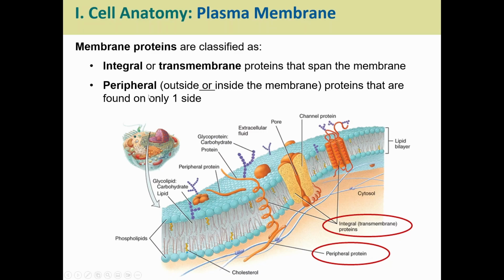And then peripheral proteins are found on only one side. So we see one right here that's only on the outside. And this one right here, not the curlicue, is found just on the inside. So peripheral proteins are found on the side, whether that's inside or outside doesn't matter. Integral or transmembrane proteins go all the way through.